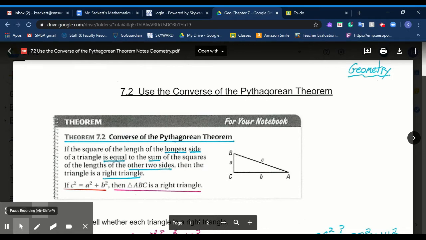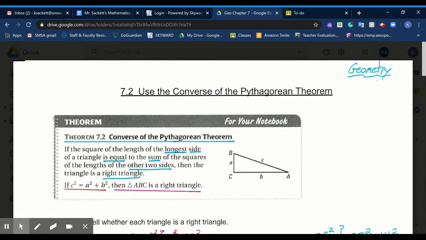So if we think back to our original statement saying if the sum of the two legs squared was equal to the hypotenuse squared, then we had a right triangle. In this case, we're looking at the longest side equal to the sum of the other two. So that would be saying if C squared equals A squared plus B squared, then ABC is a right triangle.